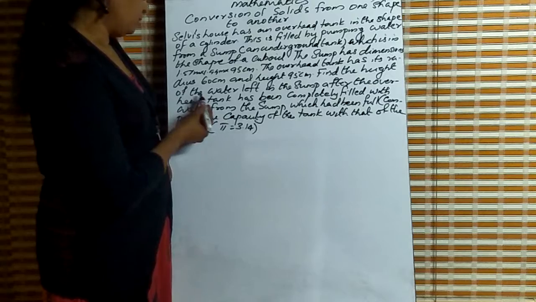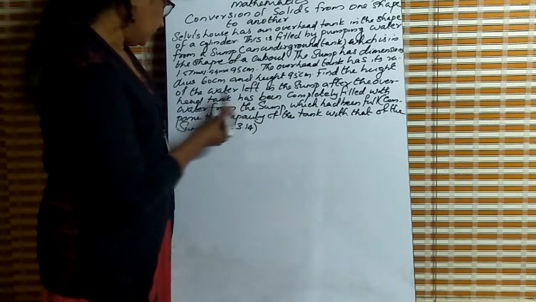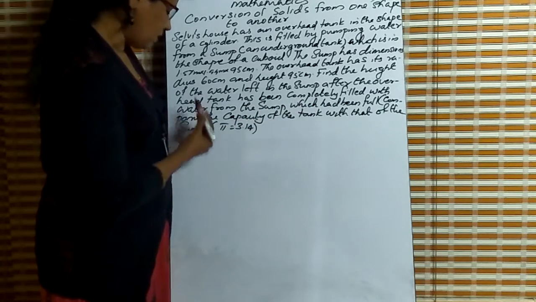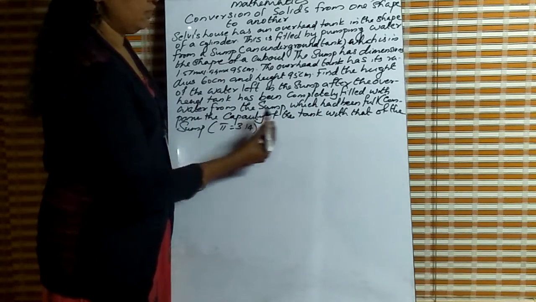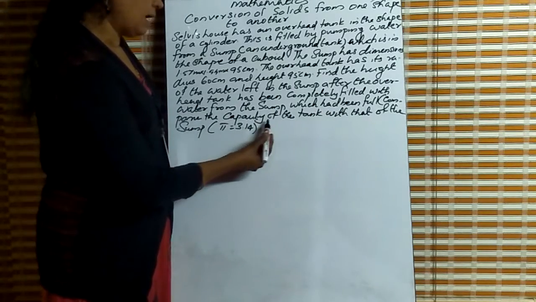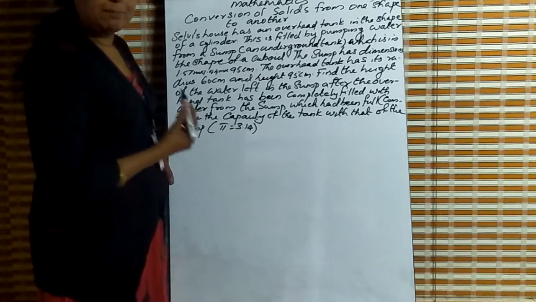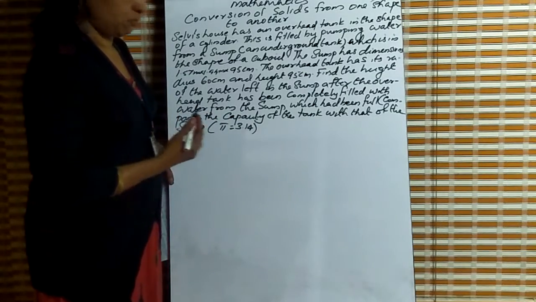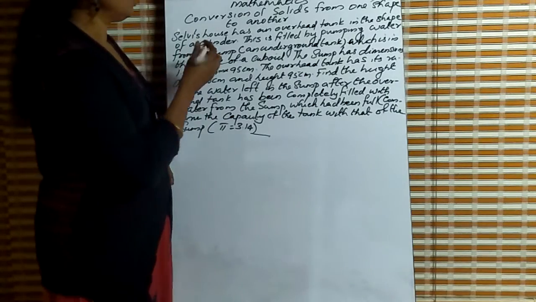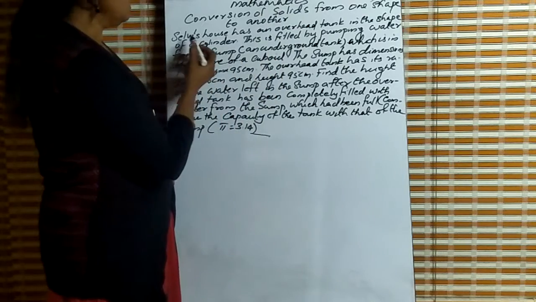Find the height of the water left in the sump after the overhead tank has been completely filled with water from the sump, which had been full. Compare the capacity of the tank with that of the sump. Take pi is equal to 3.14 is the question. Here we have two solid shapes.